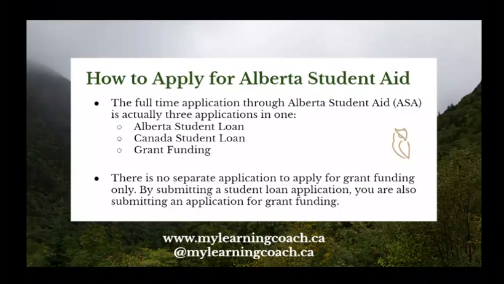In order to apply for grants through Alberta Student Aid, you will need to complete a full-time funding application. The full-time funding application is actually 3 applications in one. On this application, you will apply for an Alberta student loan, a Canada student loan, and grant funding. In essence, you must apply as if you wish to access a student loan, and through that application, you will automatically be considered for the grants you are eligible for.